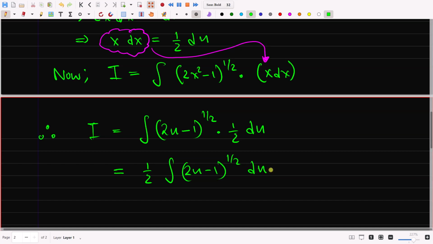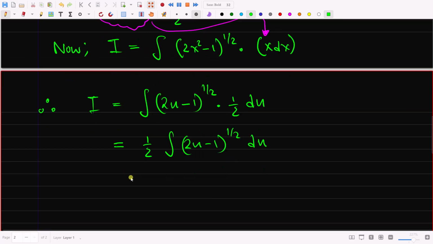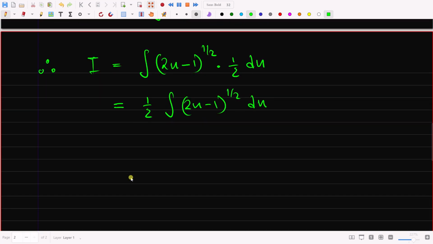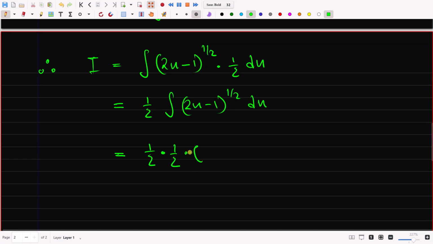Now this is an integrable function. Why? Because you have a linear term raised to a power, so now we apply the recipe. How does the recipe go, if you still recall it? First, you take the derivative of the term inside. When you differentiate inside, you get 2, but it comes out as a reciprocal, so you get a half coming out.